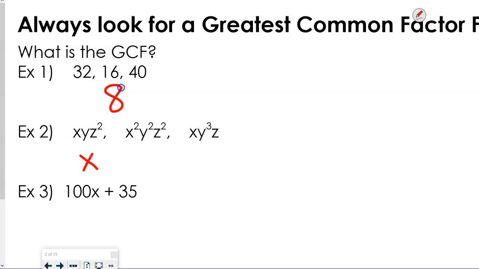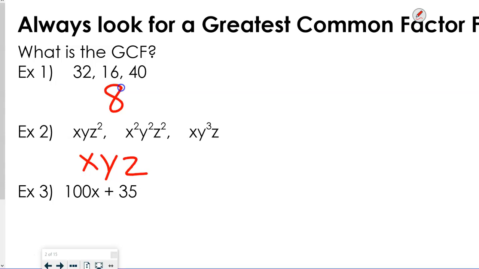Then we've also got a y to the first in all three of them. We got a y to the second in the middle one and a y to the third, but the biggest term that's in all is just a y. And then if we look at z, we've got a z to the second in the first one, a z to the second in the second one, but in the last one we've only got a z. So again, the biggest term that's in all three is just a z.